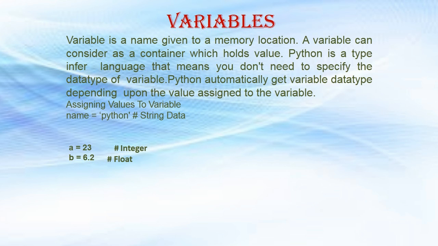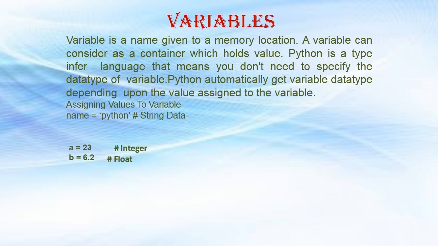Okay, a variable is a name given to a memory location. A variable can be considered as a container which holds a value. Python is a type inferred language. That means you don't need to specify the data type of a variable. Python automatically gets the variable data type depending upon the value assigned to the variable. Okay, now assigning a value to a variable: name equals Python. This is a string data type.